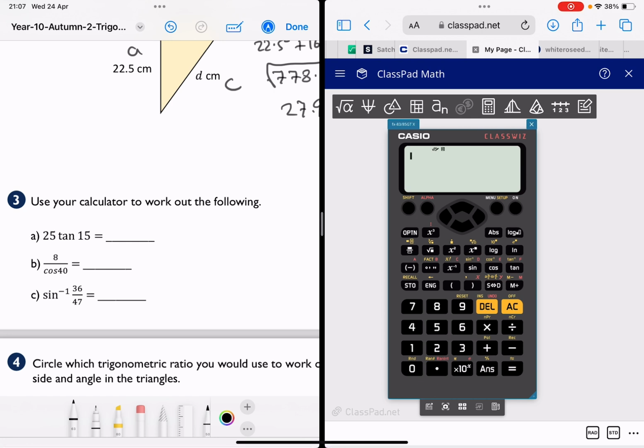So now I'm going to start again. 25 tan. As I was just saying, on these calculators, after the tan you're putting in the angle, it usually has a bracket. So remember to close the brackets like so. Press equals, S to D again. I've got 6.698, which is 6.70 to three significant figures.